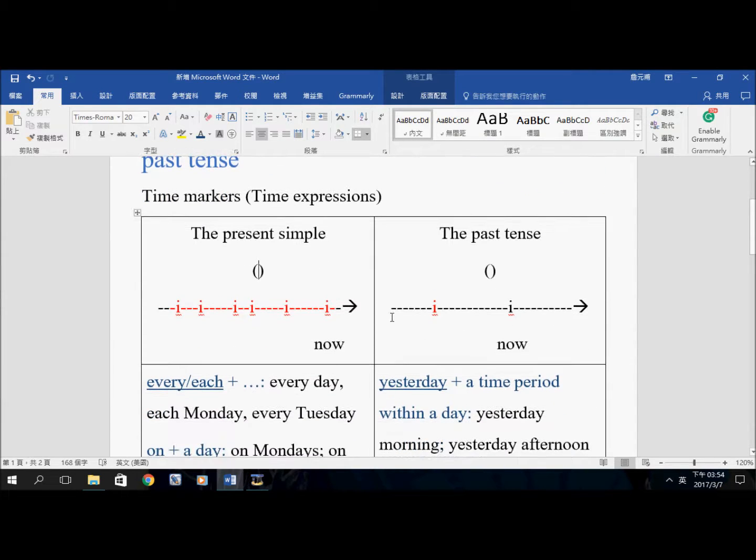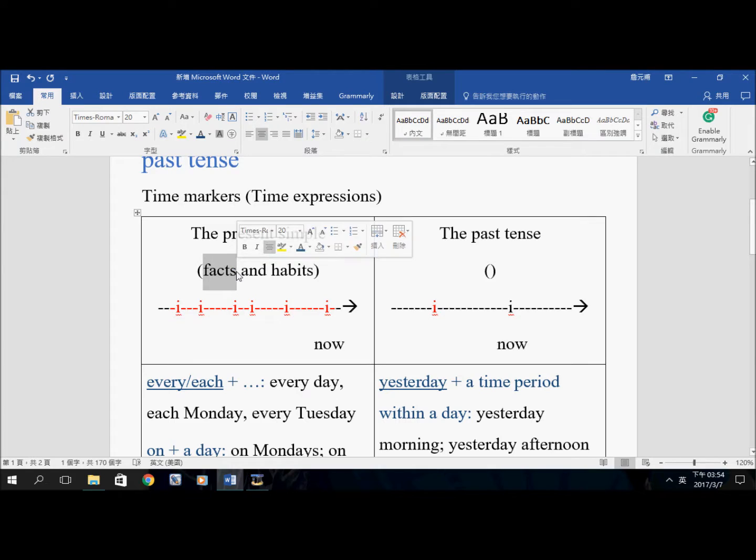First, let's talk about the time markers of these two different tenses. They are also known as time expressions. First, let's talk about the present simple tense. When do we use the present simple tense? We use the simple present to talk about the following two things: facts and habits.